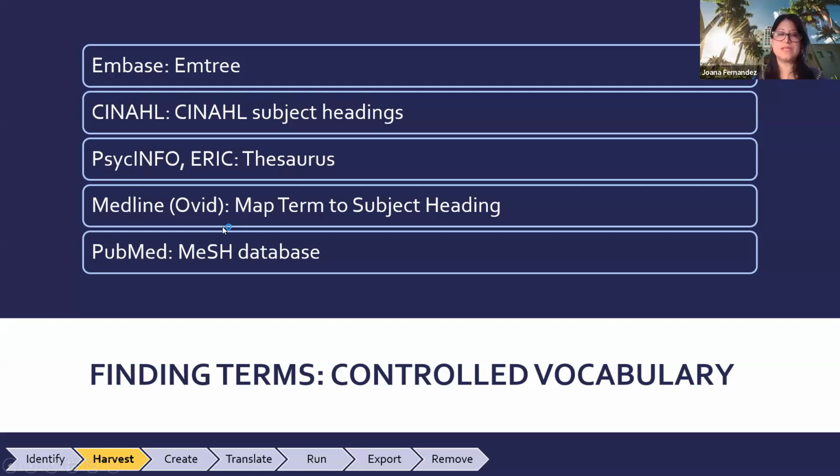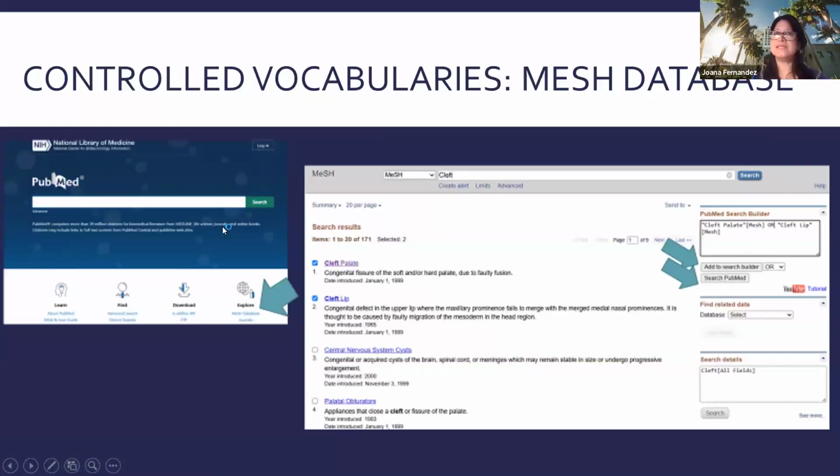So each one of these databases, as I mentioned, has a different way to locate this vocabulary. And here you can see for PubMed how it is very easy from the search screen to locate the MeSH vocabulary tool. You just have to click on it where the arrow is pointing.